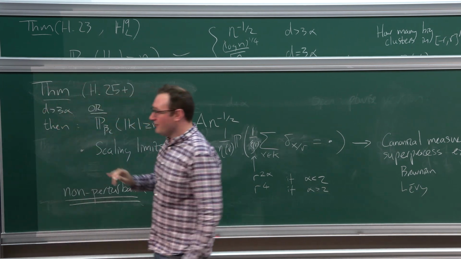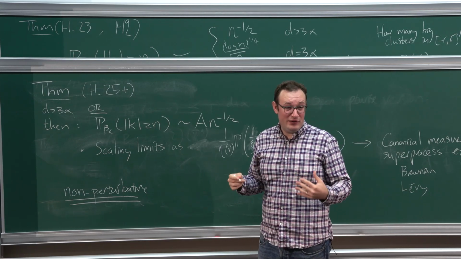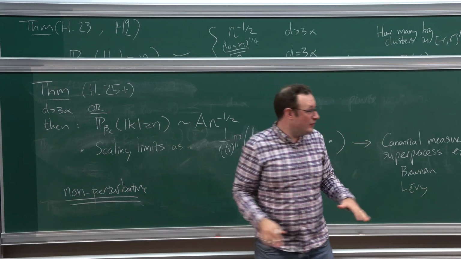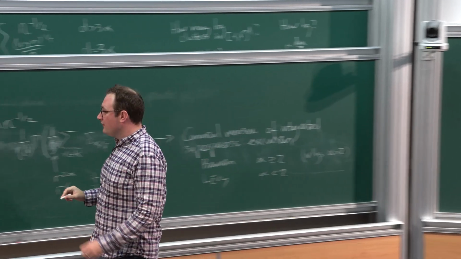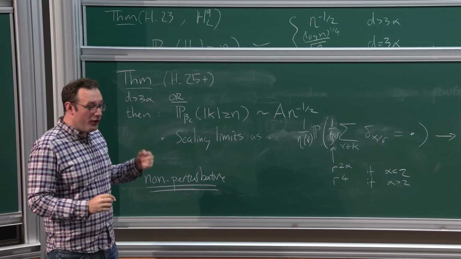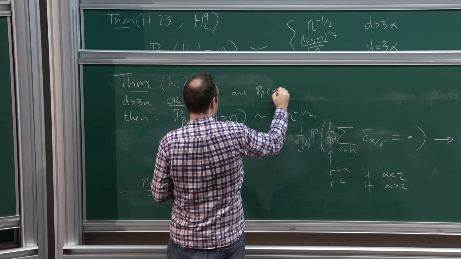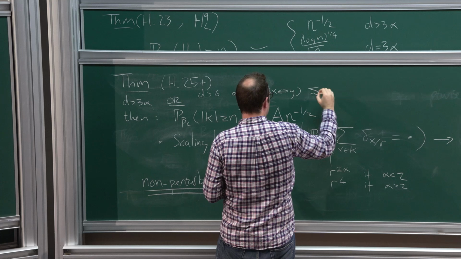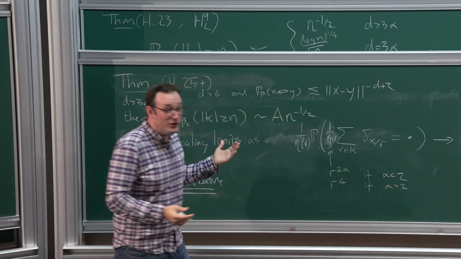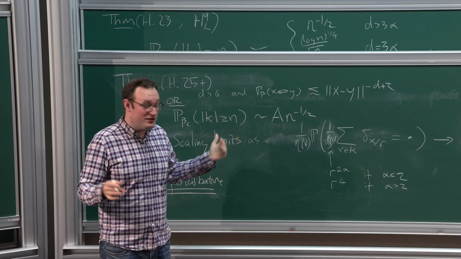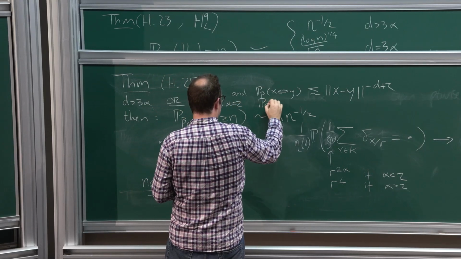So this result I stated under this non-perturbative assumption, but in fact, if you happen to know something about the two-point function, then you can get it to work in the whole high-dimensional regime. The condition is that d is strictly bigger than 3 alpha, or d is bigger than 6 and the two-point function satisfies a bound of this form, which we know that it does for spread out models by the lace expansion, or d equals 6, alpha equals 2, and you get this version with the log.